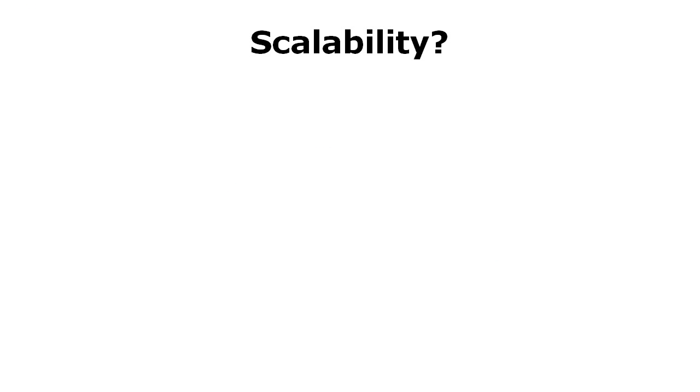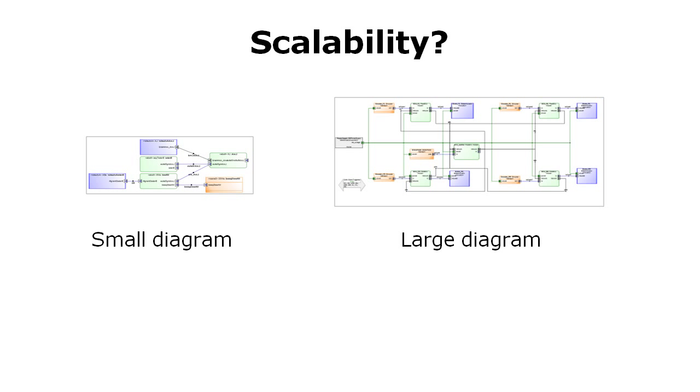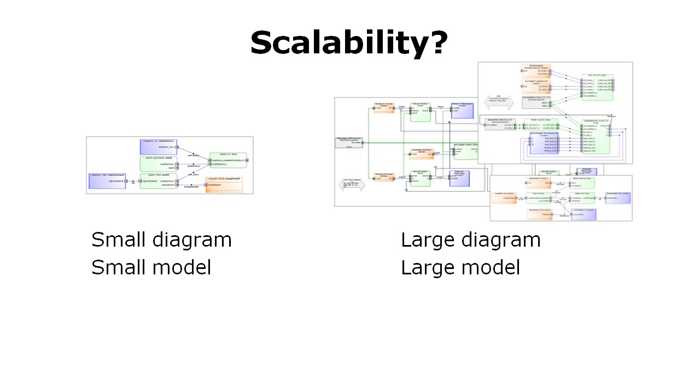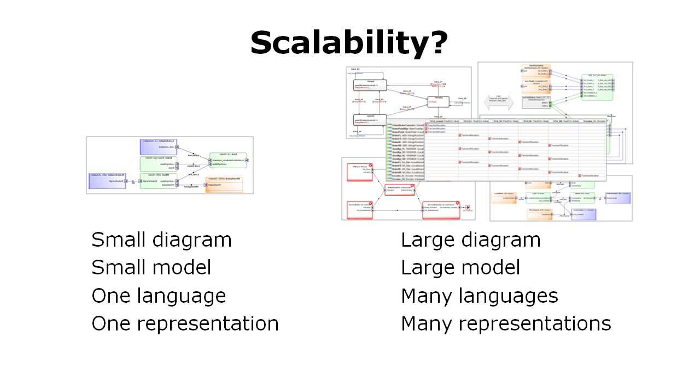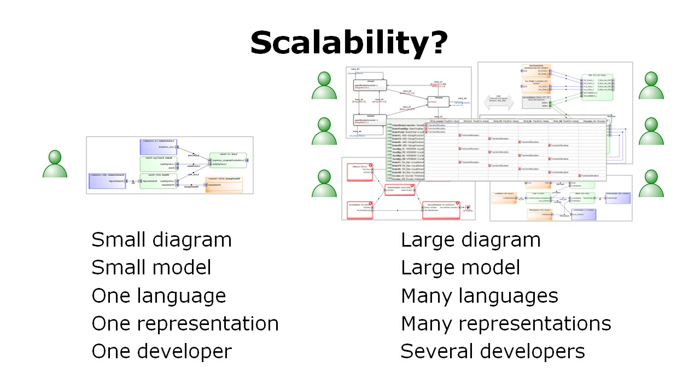Scalability means somewhat different things for different people. Some may consider it the size of the diagram, how large the canvas is, or how many diagrams create a large model. Or perhaps it is how many different kinds of languages you can use at the same time and still keep all these connected. Or perhaps scalability means different kinds of representations, not only diagrams, but maybe also trees or tables or matrices, like illustrated here. Or maybe scalability is how many engineers can be working at the same time.